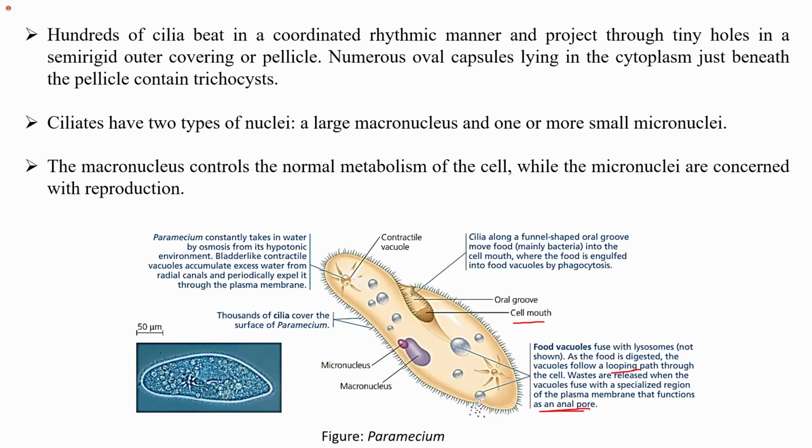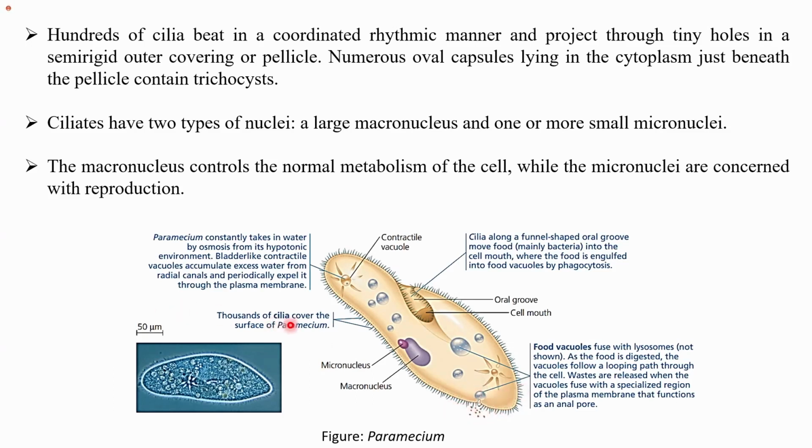So this is how the food enters, through the cell mouth, through the oral groove, where the food vacuole fuses with the lysosome. The food digestion takes place here in the presence of the enzymes that are present in the lysosome, and then it follows a looping path. Ultimately the vacuole that contains the waste is fused with the plasma membrane, releasing the waste outside the cell.